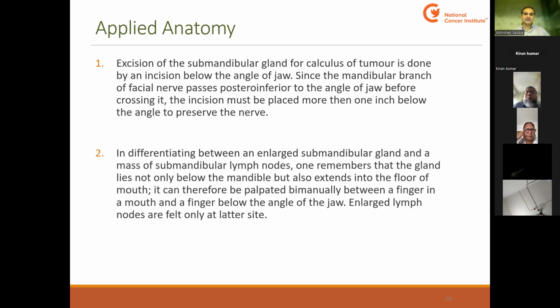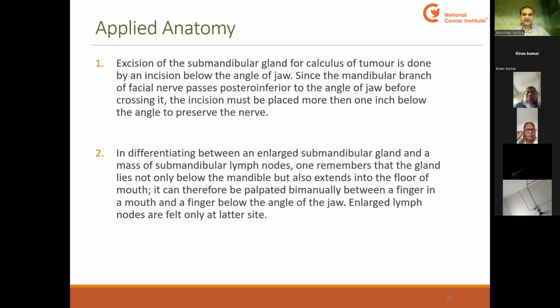Relations of the sublingual gland: above, as I said, superiorly the mucosa of the floor of the mouth, inferiorly the mylohyoid, posteriorly will be the deep part of the submandibular gland, laterally will be the mandible, and medially will be the genioglossus, separated from it by the lingual duct and the submandibular duct.